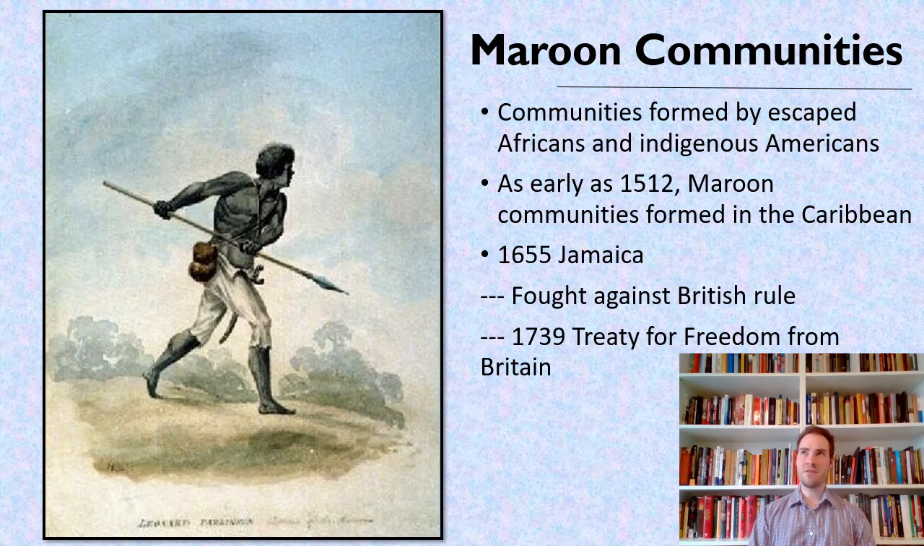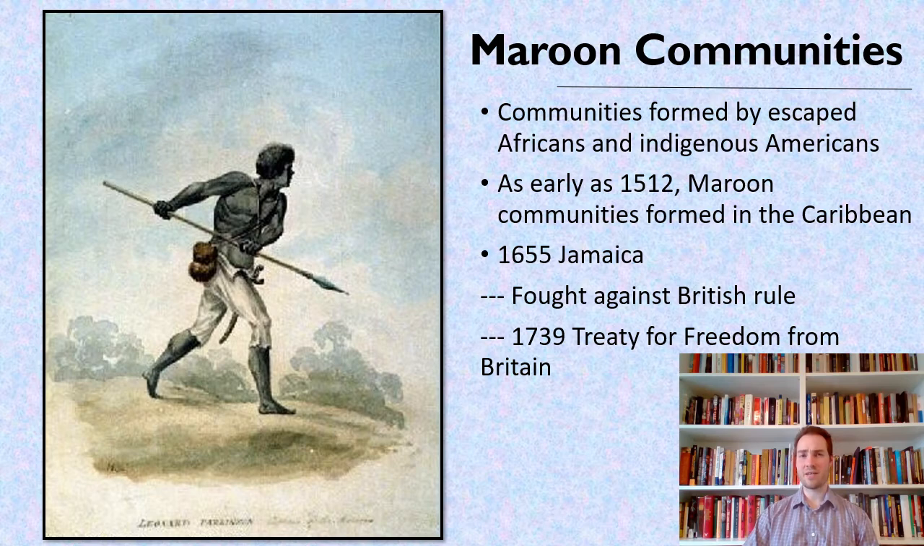Then it's hard to keep picking out individuals. Sometimes it's easier to look at groups. So another sort of group you might look at who resisted slavery were all the Maroon communities around the Americas. So these were communities that formed from escaped Africans and indigenous Americans. So very early on, you start to see these forming in the Caribbean.